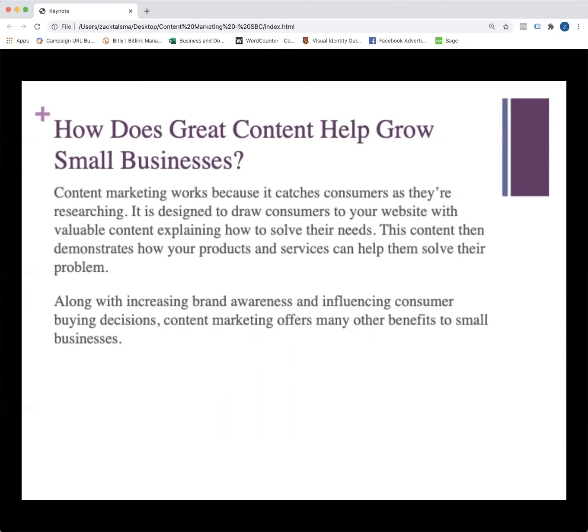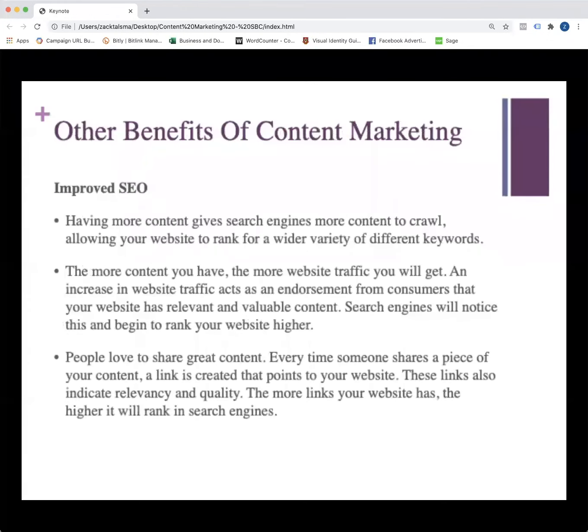Along with brand awareness and influencing consumer buying decisions, content marketing also has many other knock-on benefits. A few of these would be improved SEO. So this is a big one. SEO, for those that don't know, is simply search engine optimization. So it's showing your website higher in search engine results. The higher you show in search engine results, the more people can see your website, the more traffic you get on your website, and the more sales you ultimately get from your website.